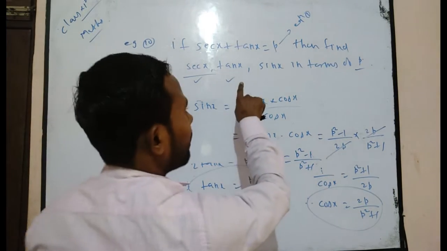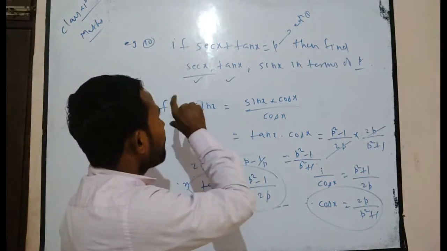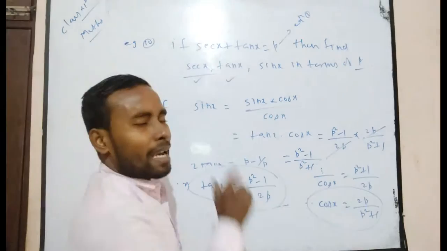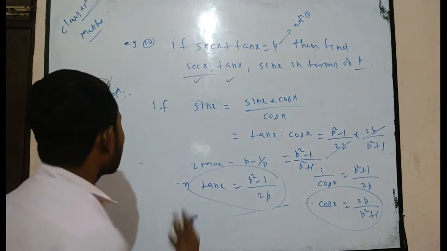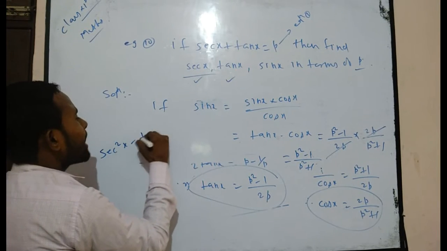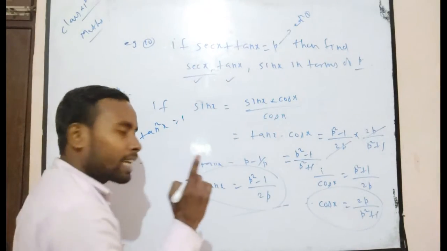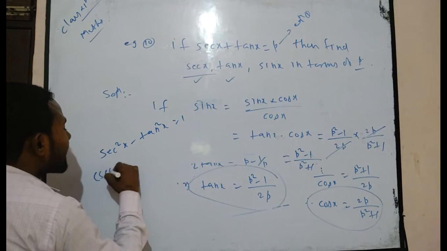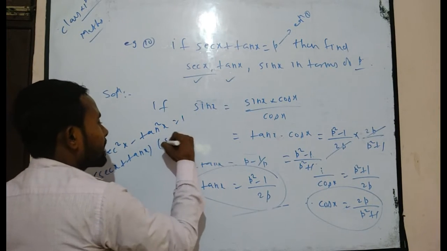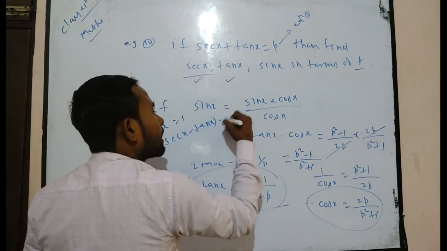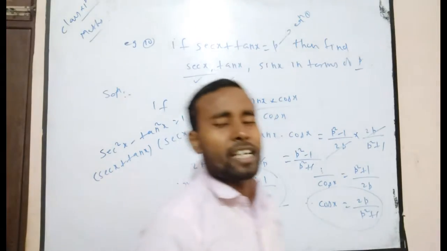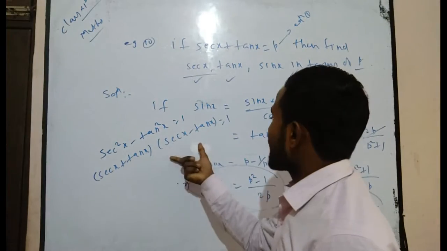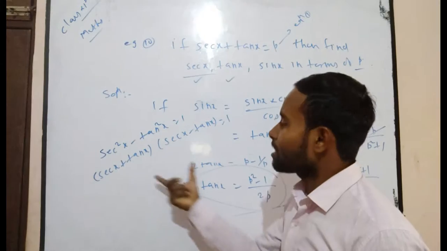You have to be careful because there are many problems with similar patterns in your board or in your examination. There are many questions you face that will be of similar pattern, and simply you have to consider this concept. sec square x minus tan square x is equal to 1, and if sec square x minus tan square x is equal to 1, definitely you can say sec x plus tan x into sec x minus tan x will be 1. If sec x plus tan x into sec x minus tan x is equal to 1, then you can say that sec x plus tan x is equal to 1 upon sec x minus tan x, and sec x minus tan x is equal to 1 upon sec x plus tan x.